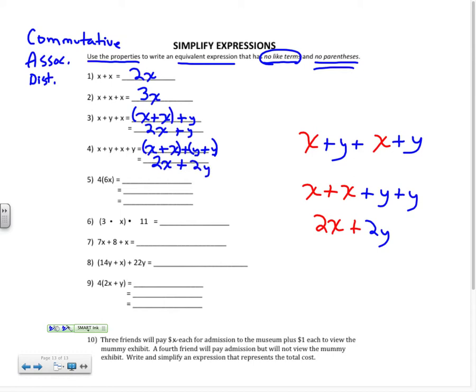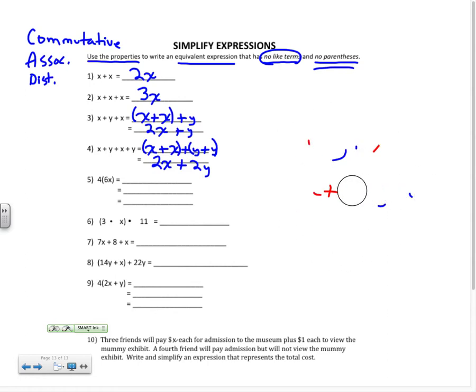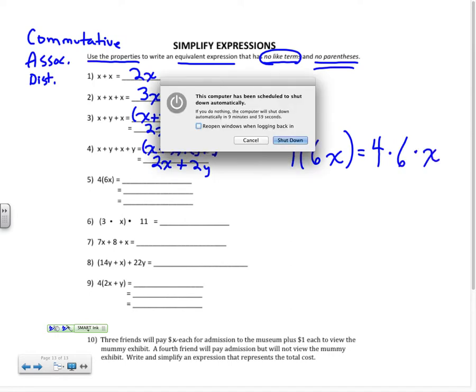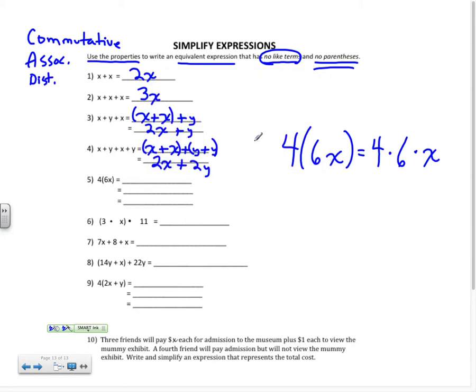All right, next one. This is not an addition problem. This is a multiplication problem. We have to remember when we have a number and a letter, a number and a variable together, that means multiply. And those parentheses also mean multiply. So I'm going to take my 4 times 6x and just separate each one. This means 4 times, parentheses mean times, 6 times x. So I ungrouped them. Now I'm going to group them back together.